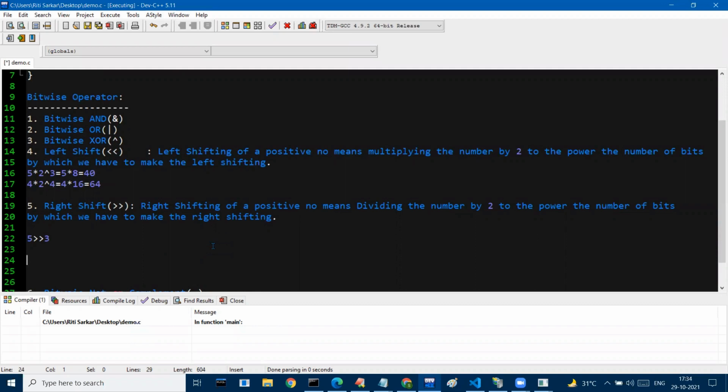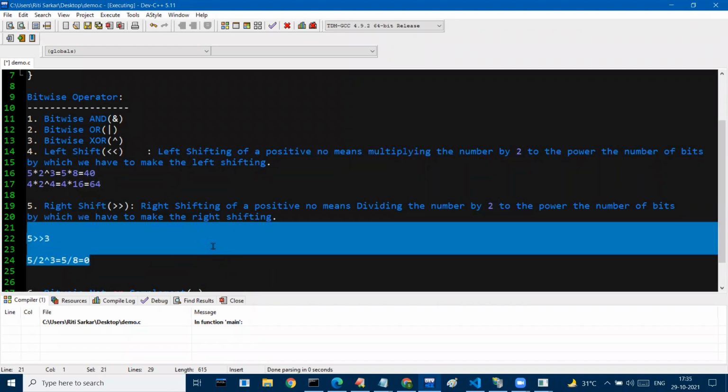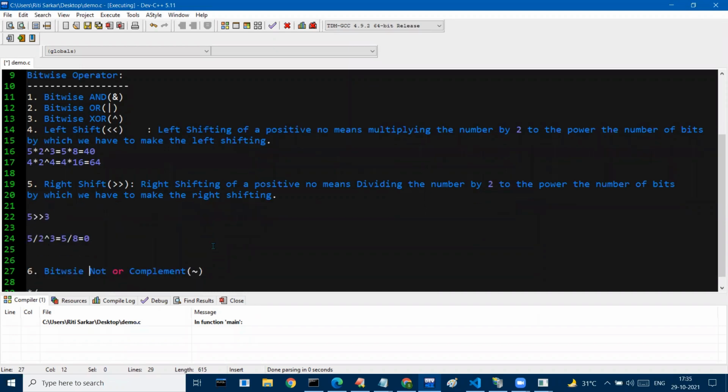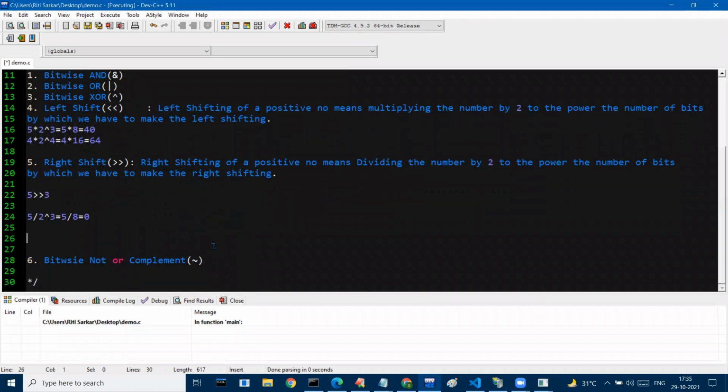Tell me, students, what will be the answer? 5 divided by 2 to the power number of bits. What is that? 3. That means 5 by 8, and 5 by 8 means we will take the quotient. Hence the answer will be 0. So right shifting of this means it's 0. Very good.